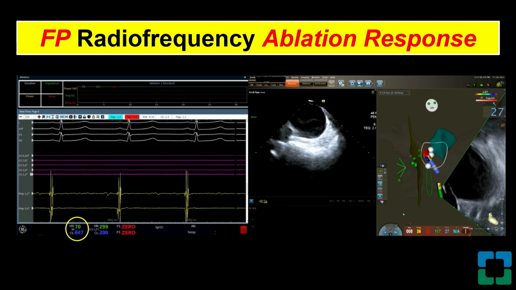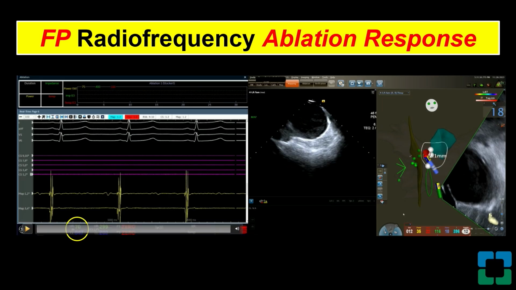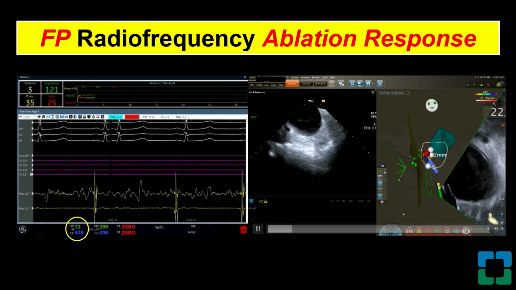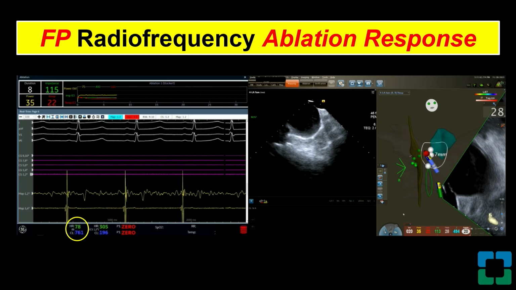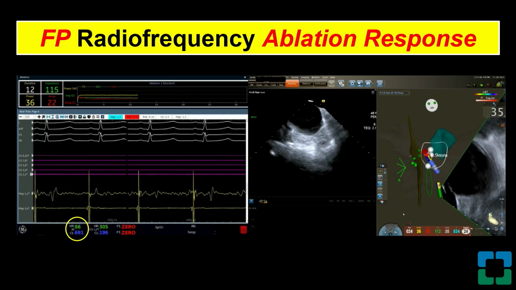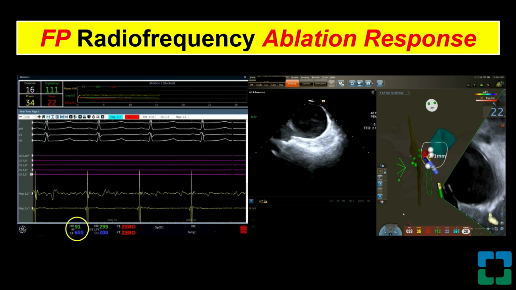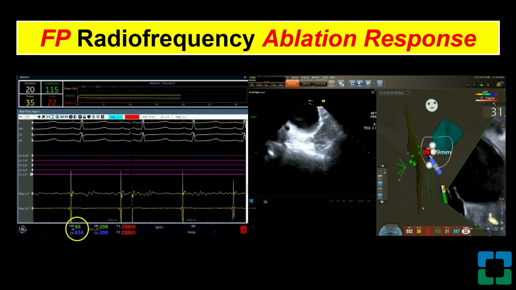Here you see this is live ablation. As soon as ablation goes on, the baseline heart rate is 70. Usually within the first or second radiofrequency ablation, usually we start from the center of the fat pad that has been reconstructed. You can see an increase in the heart rate from 70 to 80, and in this case, we'll go all the way up to 100 beats per minute. It was quite a vigorous response. You don't always see that.